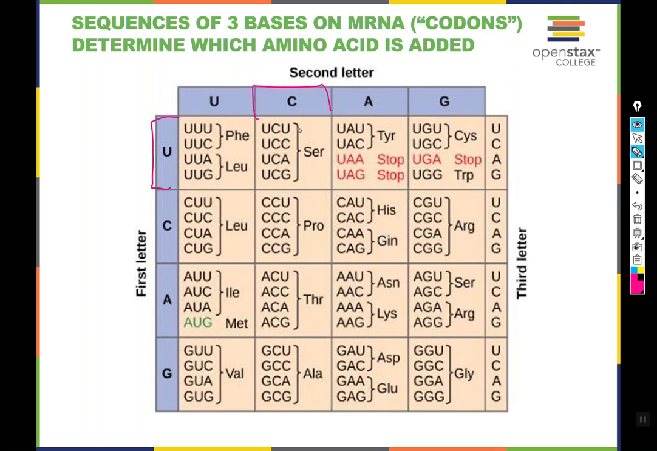Also note, and this is the last thing I'm going to say in this particular video because we're just about at the 45-minute mark, which is the upload limiting factor, that the code is redundant. So UUU codes for phenylalanine, but so does UUC. And for serine, you've got a bunch of choices. As long as it starts with UC, it doesn't matter what the last one is, it's still serine. So what this means is that there's more than one possible codon for each amino acid.